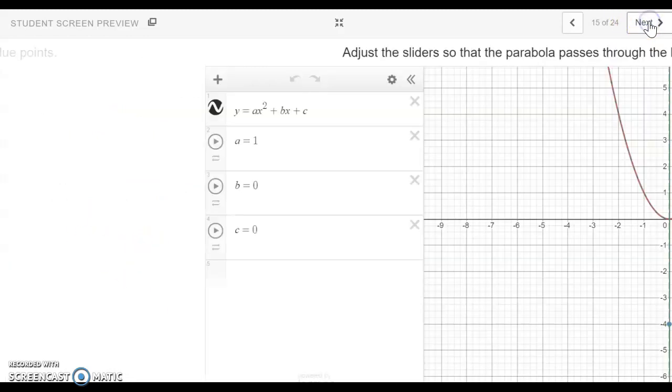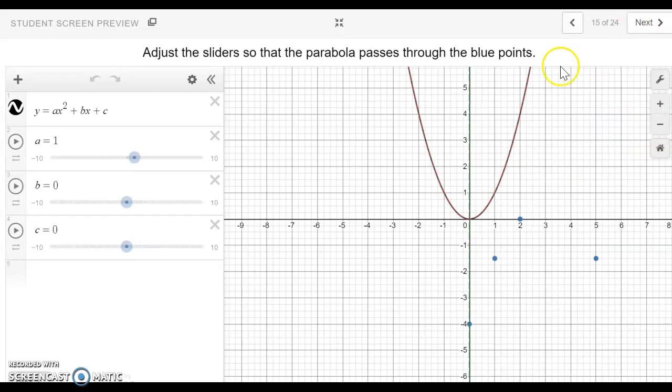Take a look at 15 and see what it says. Oh, this is a brand new problem. So hopefully that helps you figure out how to use the Desmos activity as you're moving on. It's really just for you to see what changing those constants and coefficients can do to the parabola.